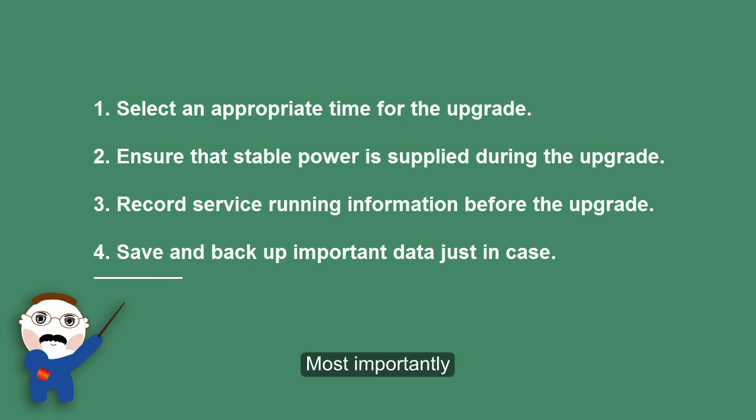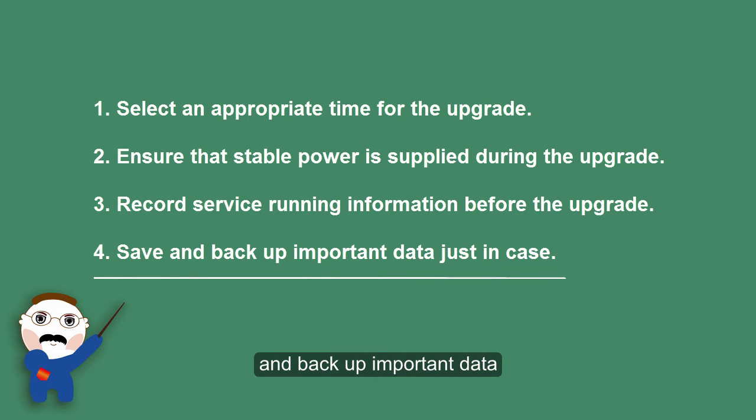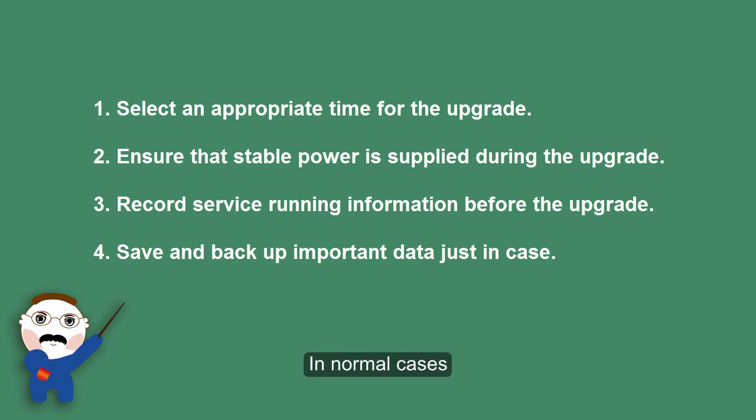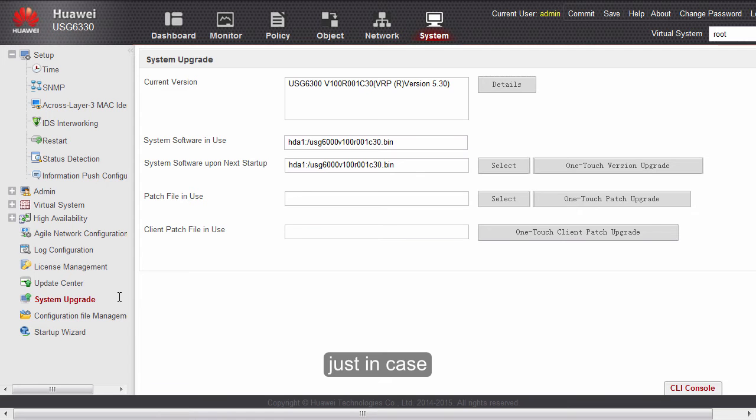Most importantly, remember to save and backup important data, such as the running software version, for version rollback, in case of upgrade failure, configuration file, license file, patch file, diagnosis information file, signature database file, and related database files for user management. In normal cases, these data are not deleted after a successful upgrade, but we are strongly advised to do it just in case.